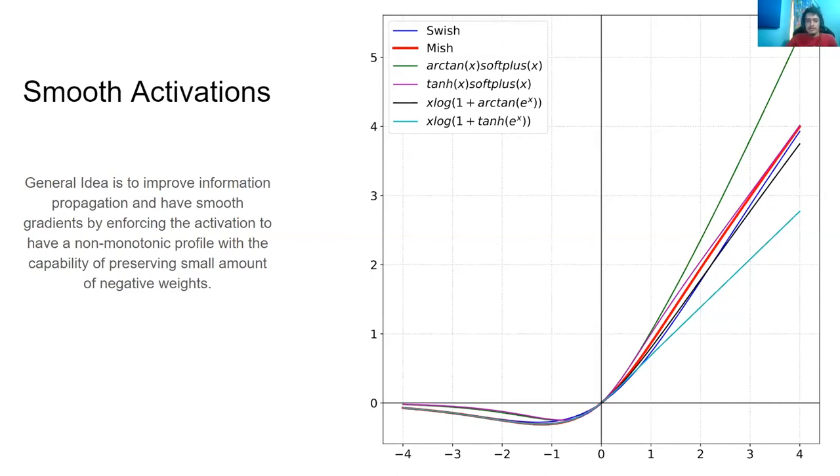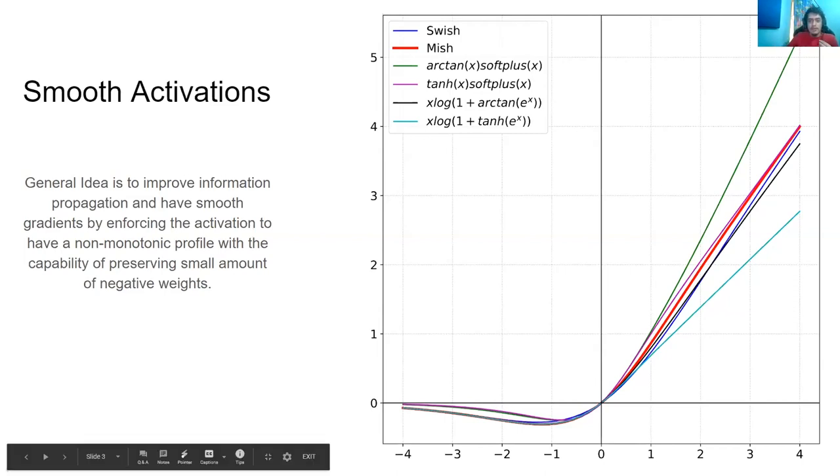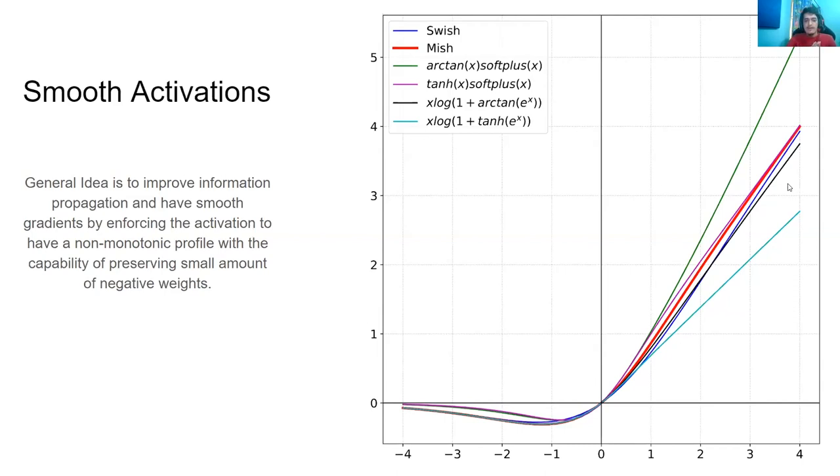But currently, we have had some very interesting hype around smooth activation functions. And what's the general idea? Right, the general idea is that we have activation functions which have a smooth profile. By smooth here, I mean that they are C1 smooth, which means that the first order derivative is continuous. And usually we would prefer to have a non-monotonic profile as well, with the capability of preserving a small amount of negative weights, because that's one of the key drawbacks of ReLU, because it thresholds all the negative information to zero. So we have a significant loss of information. And that actually plays a huge role when we are dealing with deep networks.